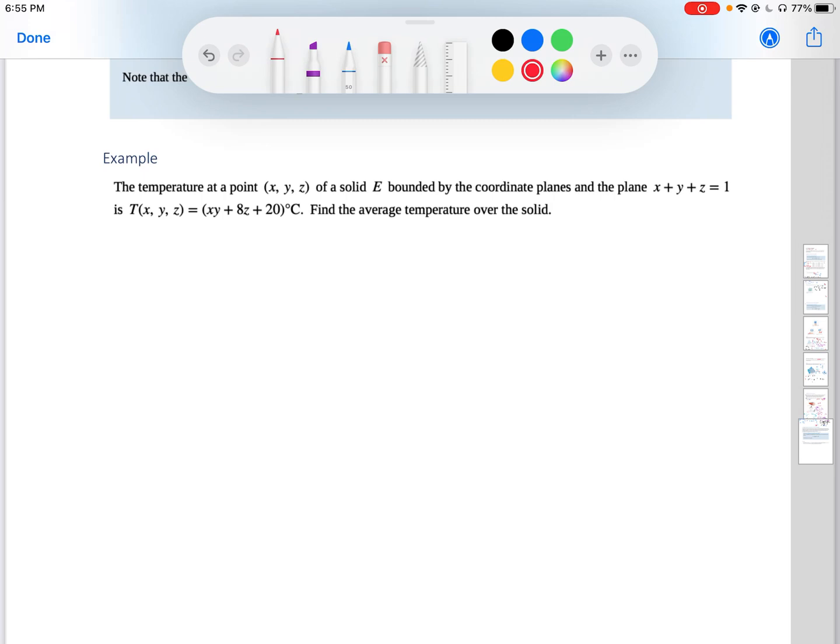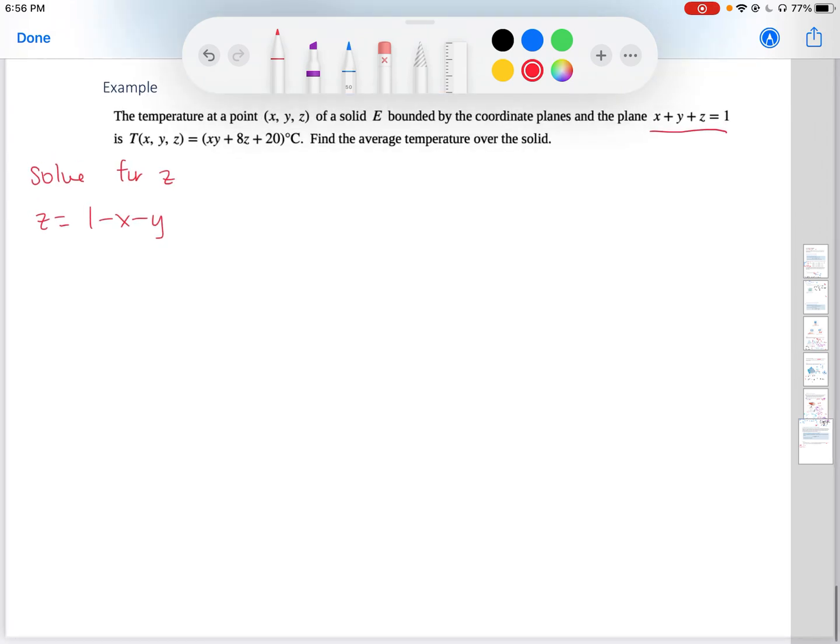Okay, so we're working with this equation. Let's first set up our bounds for z, so that we can set z equal to 0 and work with the xy plane. So solve for z. We have our equation here, and z is equal to 1 minus x minus y. So our bounds for z are 1 minus x minus y to 0.